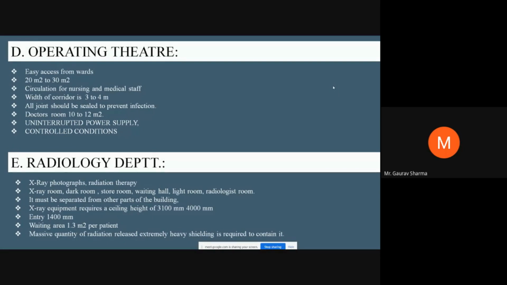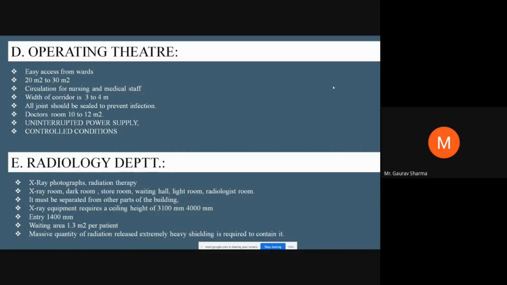And the doctor's room should have a space of 10 to 12 square meters. That is, inside this OT, 10 to 12 square meters should be reserved for the doctors. And uninterrupted power supply and controlled conditions, that is, a controlled environment. These are the two main important things, written in capital words here.